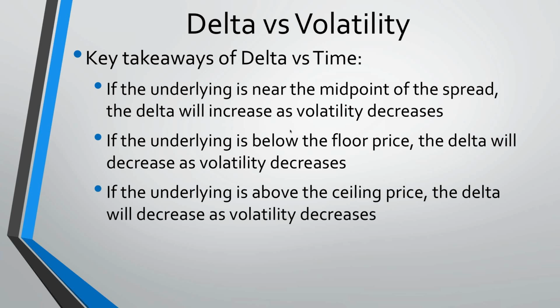Now, if the underlying is above the ceiling price, the delta will decrease as volatility decreases. Think about this. Let's say you're long the spread, and all of a sudden it's above the ceiling price. You actually love volatility to decrease. Why? There's less likelihood that it will drop below the ceiling price again. It helps you. If the markets go to sleep and your spread is in the money or deep in the money, you're very happy because it's most likely to stay there.